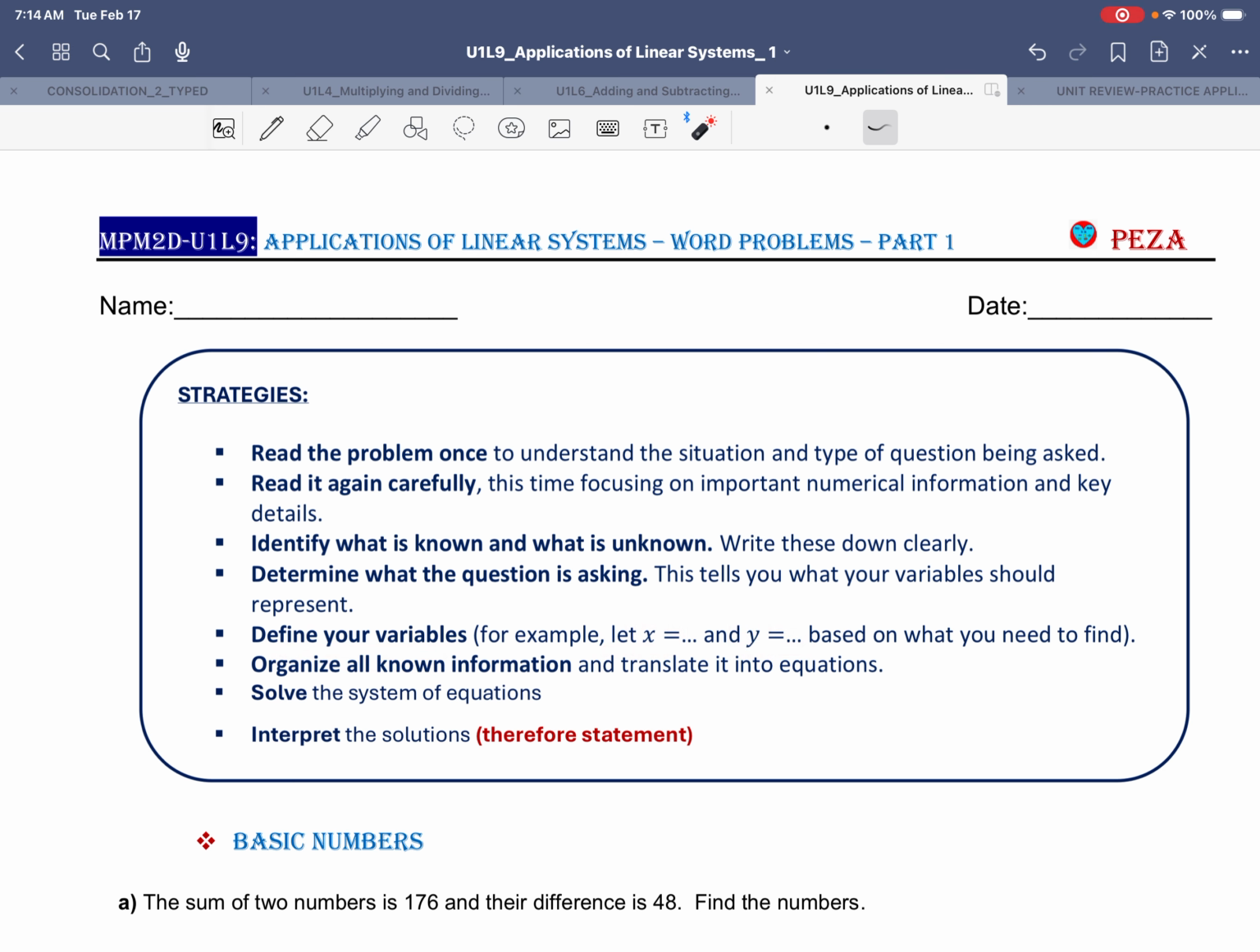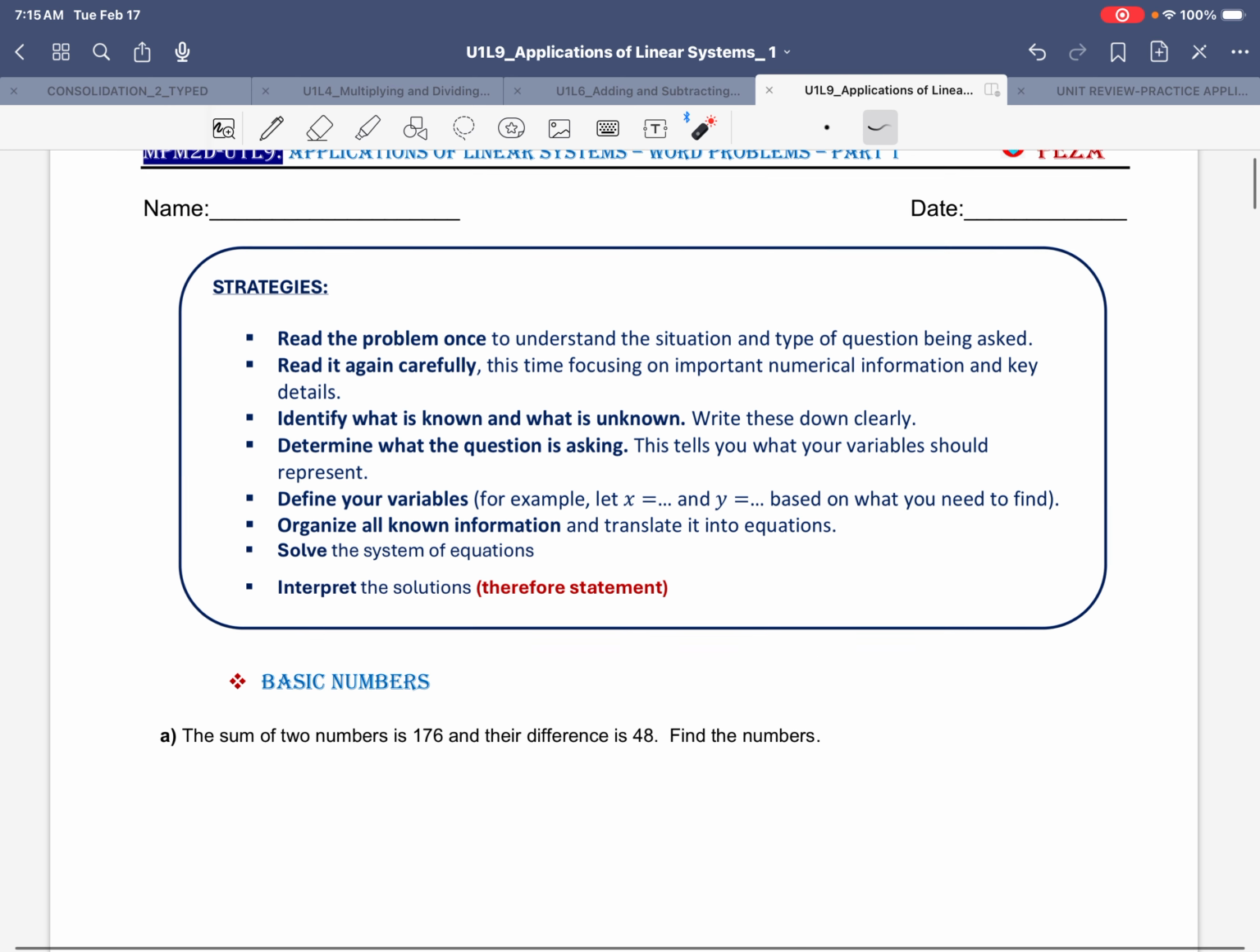Now, organize all the information and try to translate words into equations. Once you form the system of equations, then you solve it. And lastly, you have to interpret the solution, or as we call it, the therefore statement. So let's get started with one practice question.